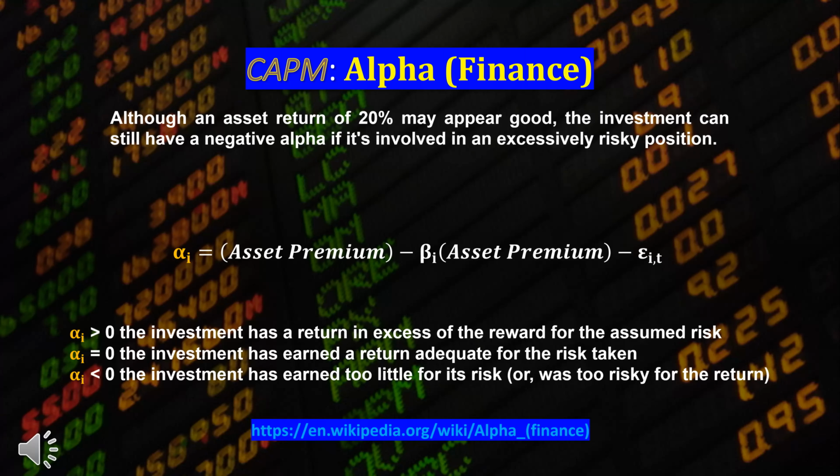Alpha is a measure of the active return on an investment, seen as the performance of that investment compared with a suitable market index. An alpha of 1% means the investment's return on investment over a selected period was 1% better than the market during that same period. A negative alpha means the investment underperformed the market.